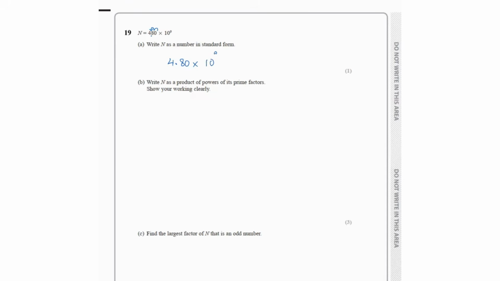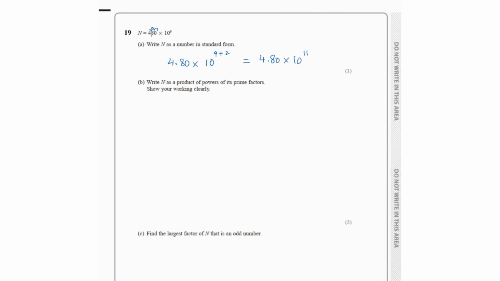power. Remember, every whole number has a decimal at its end. So there's a decimal after 480. Even if it's not written, just assume there is. So we move that decimal 2 places to the right. So that means we're going to add 2 to the power as well. So this is your answer in standard form.